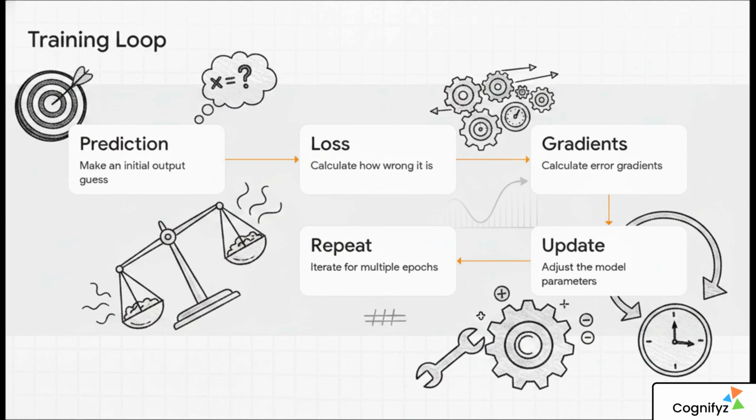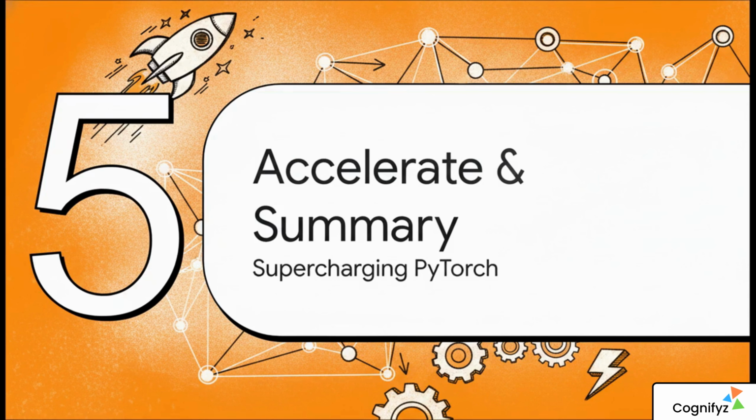Step 3, PyTorch uses this brilliant trick called automatic differentiation to calculate gradients. It's basically figuring out exactly which specific knobs and dials inside the model need to be tweaked. Step 4, we update those parameters. And then we repeat. We do this whole loop over and over, thousands of times, until the model finally gets it right.